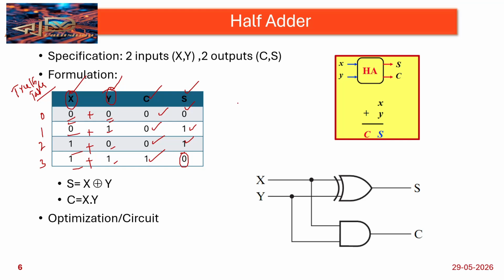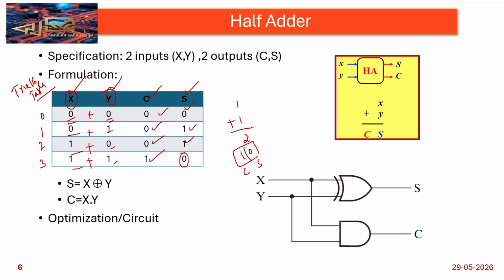Why am I getting carry 1? Because 1 plus 1 means 2, and 2 we can write as 1 0. In this, sum is 0 and carry is 1. So this is my truth table.